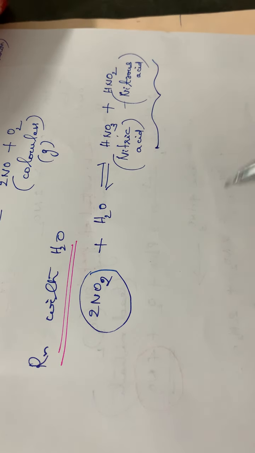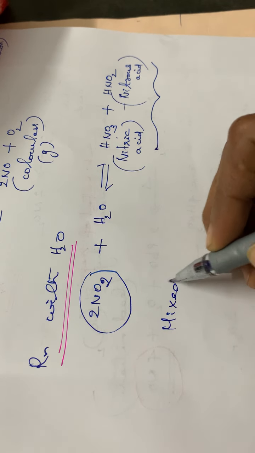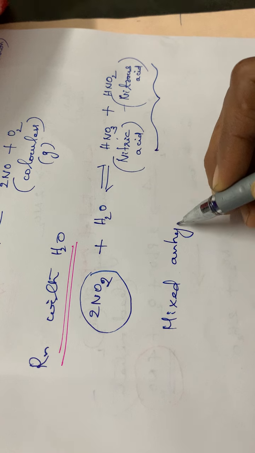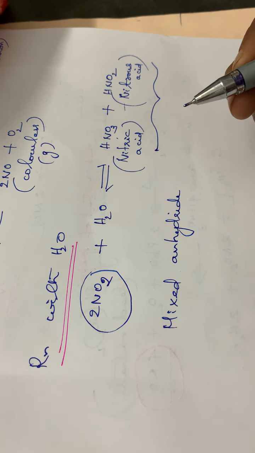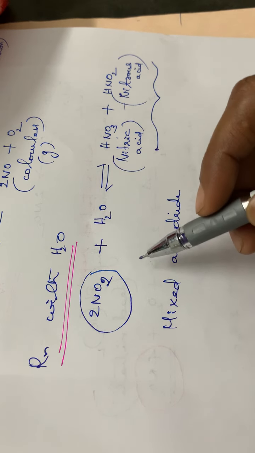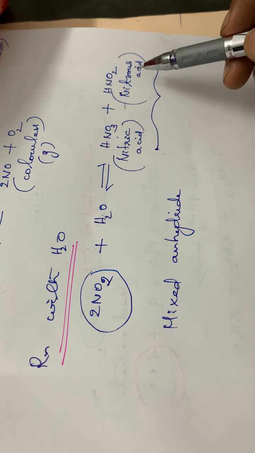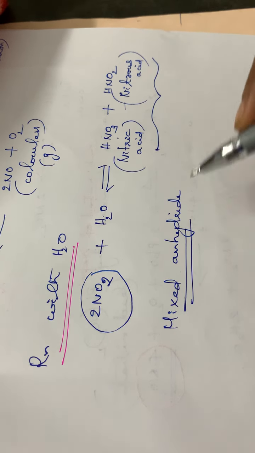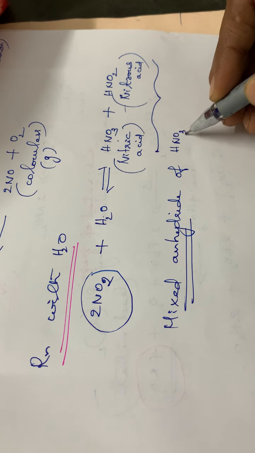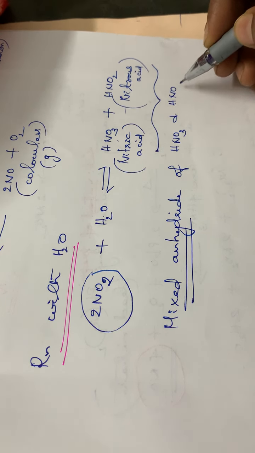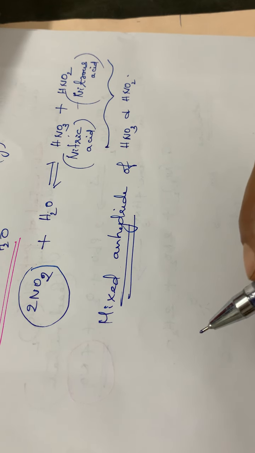Okay, NO2 is called the mixed anhydride. Anhydride means if one molecule of water is eliminated from a particular compound, we can say that it is an anhydride. So NO2 plus H2O gives nitric acid and nitrous acid. So it is a mixed anhydride of nitric acid and nitrous acid, HNO3 and HNO2.